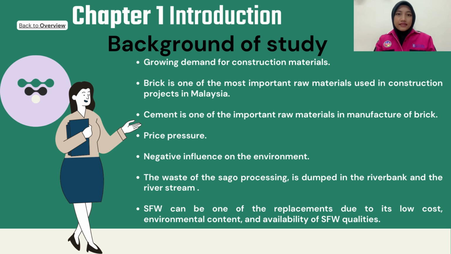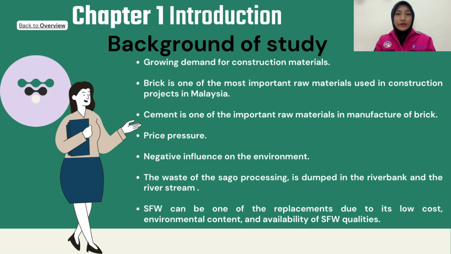Other than that, excessive cement consumption has a negative influence on the environment. There are several major environmental impacts associated with the cement industry, including solid waste, wastewater, flue gas, and noise. Besides, the sago husk, also known as waste of the sago processing, is dumped in the riverbank and river stream. As an alternative, using this waste to replace cement in bricks aims to improve the environmental quality.